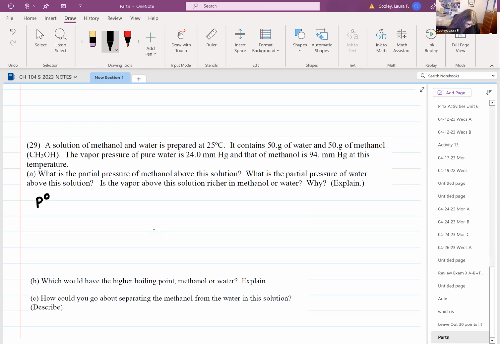When you have a little zero on top, that means for the pure substance. So the vapor pressure above pure methanol is P0M. And that is 94 torr. And P0 water at this temperature is 24 torr. And you're told that you have 50 grams of each.